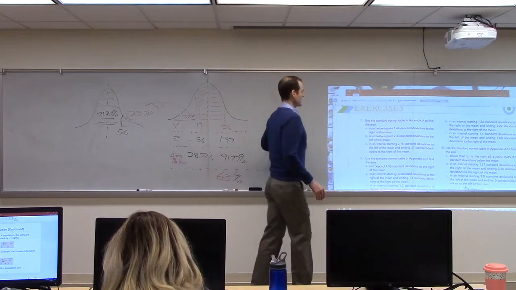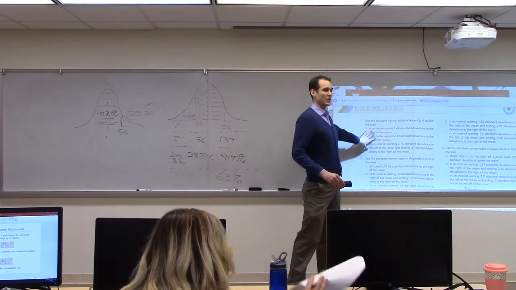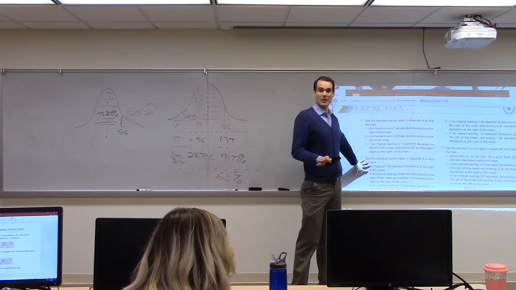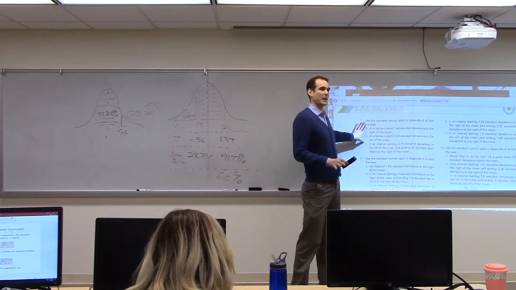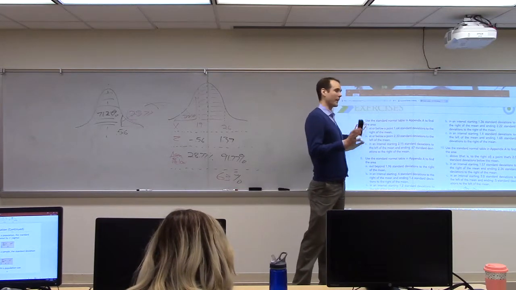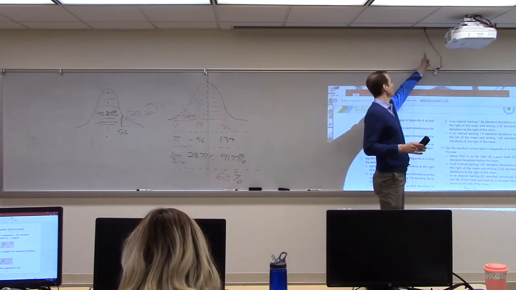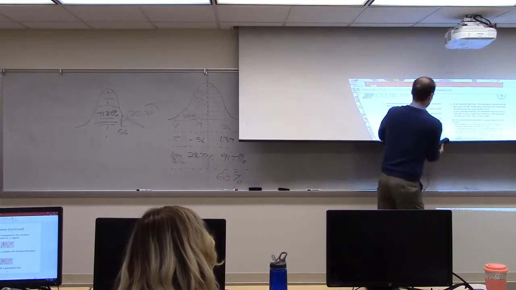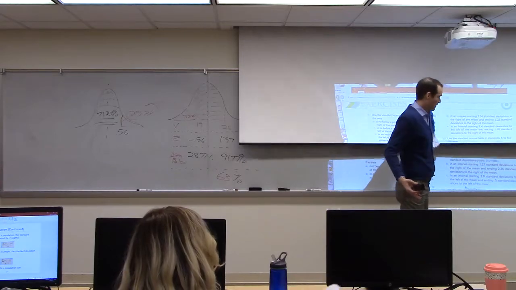Alright, so what these two problems give you are just z-scores. You don't need to calculate the z-scores, you just need to look on the z-table and find the area in whatever interval they ask for. They can be tricky though.